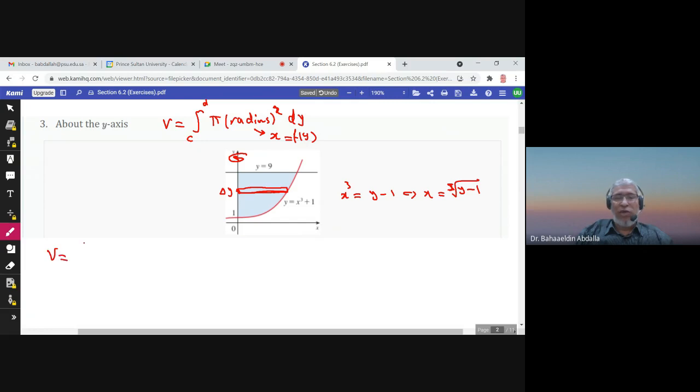So the volume would be equal to, now y runs from where? From 1 to 9, pi times the radius, which is the distance from the axis of rotation to the curve, which is x equals f of y, or cube root of y minus 1. You raise it to the power 2 and you write dy. So this is the integral.